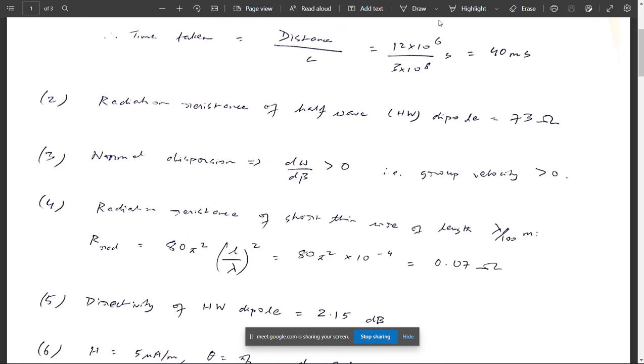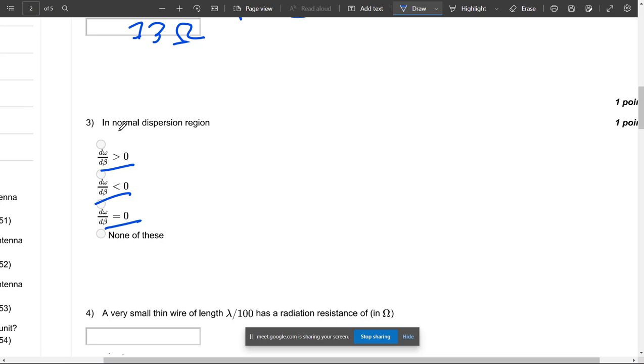Okay, so here the group velocity will be greater than 0, which means that d omega by d beta will be greater than 0. So for a normal dispersion region, d omega by d beta will be greater than 0. Why? Because our group velocity Vg will be greater than 0. Any doubts? No, ma'am. Okay, let's go ahead to question number 4.